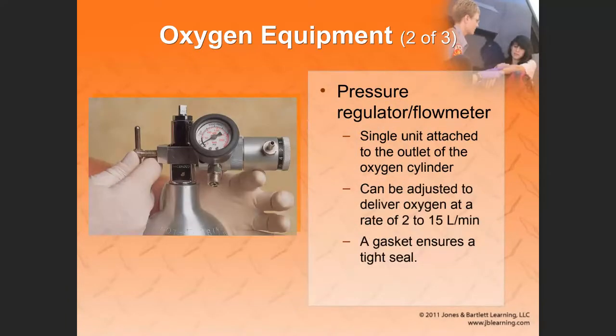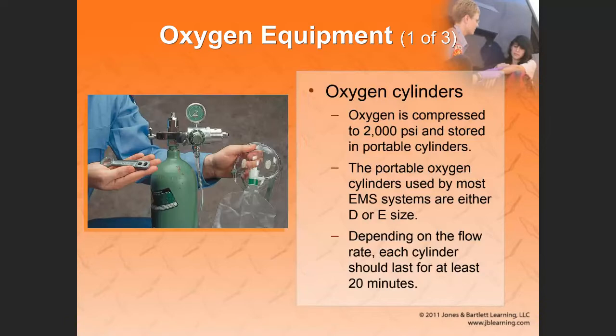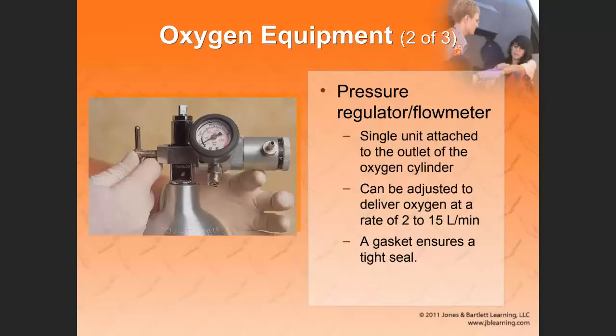Now, the cylinder, when filled with oxygen, is at 2000 psi. We cannot give a patient 2000 psi of oxygen. Their lungs would not be able to withstand that. So there is a pressure regulator, the purpose of which is to reduce the pressure within the oxygen cylinder to a much lower pressure, 50 to 70 psi.